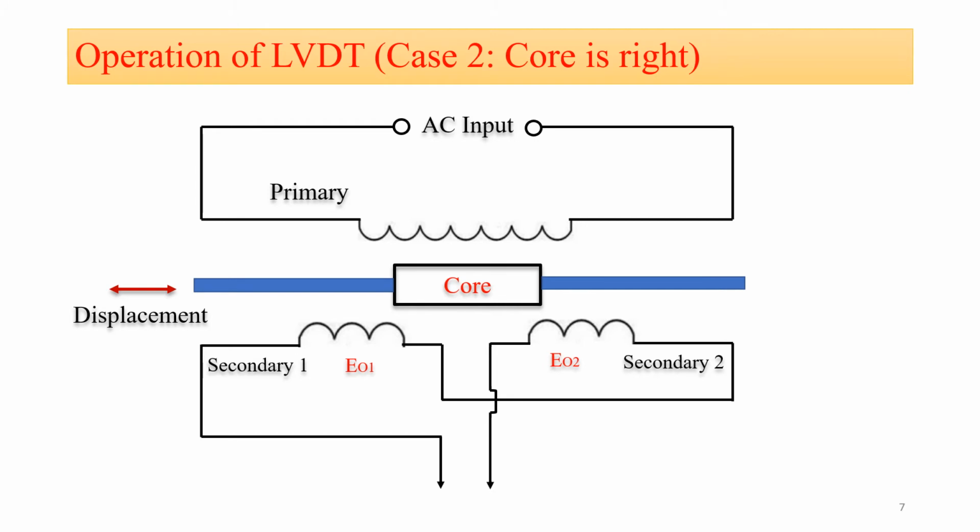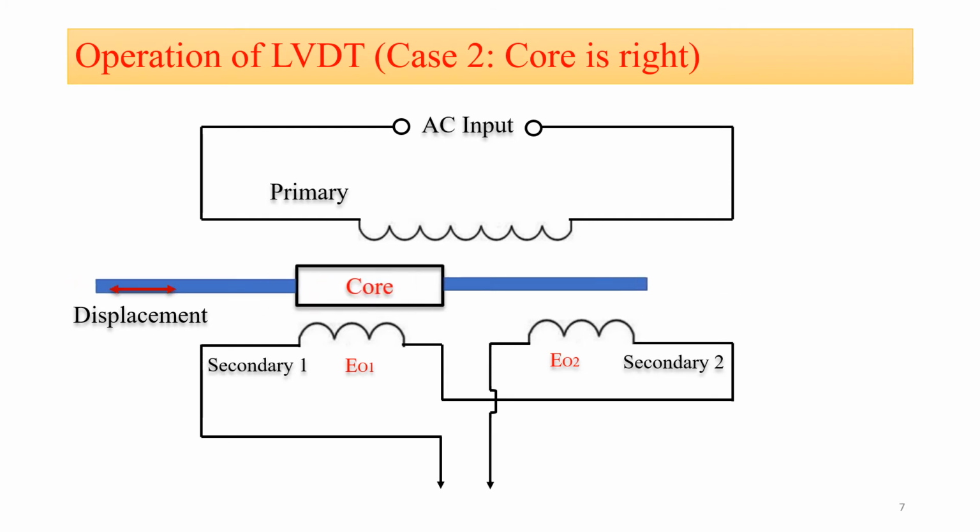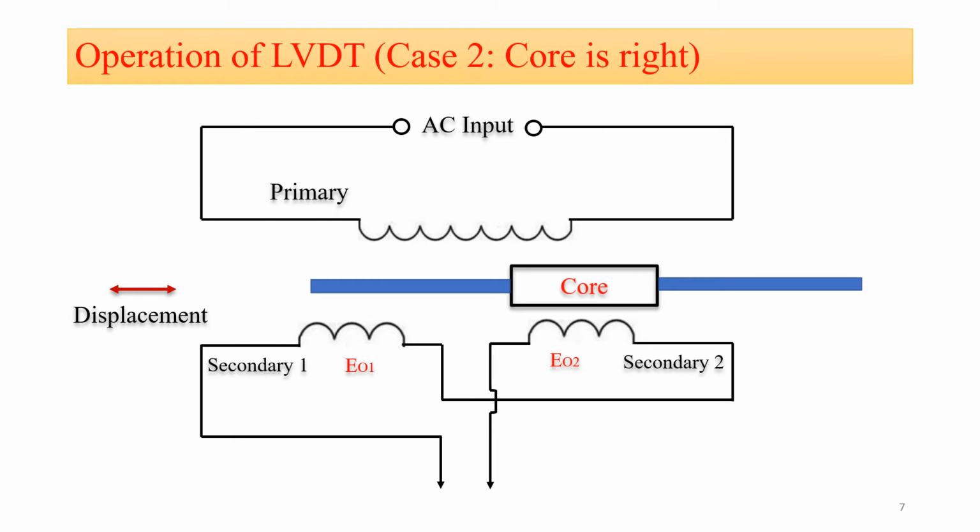Now let's see the second case, that is, if the position of the core is at right. Here you will observe that the position of the core is at secondary winding 2. As the core is at secondary winding 2, the EMF induced in secondary winding 2, that is EO2, will be greater than the EMF induced in secondary winding 1, meaning EO2 is greater than EO1. Now what will be the amount of total EMF induced in both the secondary windings?